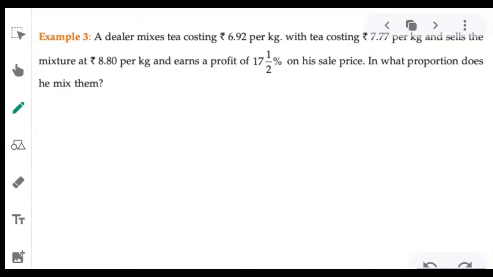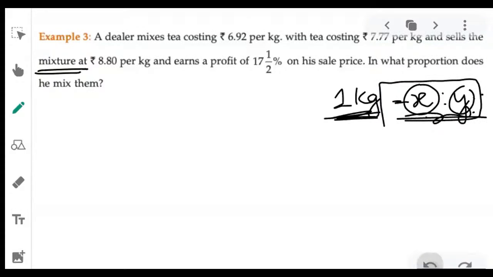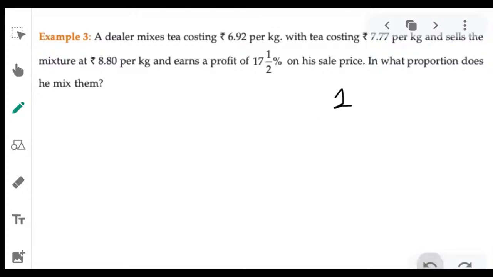Okay. So he's asking, if I have 1 kg of my whole mixture tea, what is the ratio of first type of tea to second type of tea? Because 1 kg is my total. What is the ratio in grams? That's what he's asking for. Right? Does that make sense? This is what he's asking me for. So the proportion that I need to find is x is to y, some unknown.